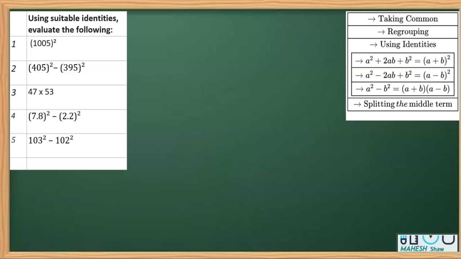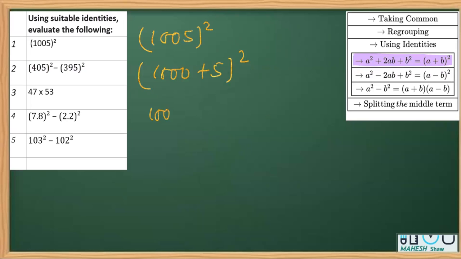Now, let's start with the first one. As we can see, we have to find 1005 square. Clearly, we cannot calculate it directly. We have to use identity. So in this case, we have to split them in such a way so that we get maximum zeros. So needless to say, it should be 1000 plus 5 whole square. Now, when I look into this, I compare and I find that it is in the form of a plus b whole square. So I'll be calculating it like this.